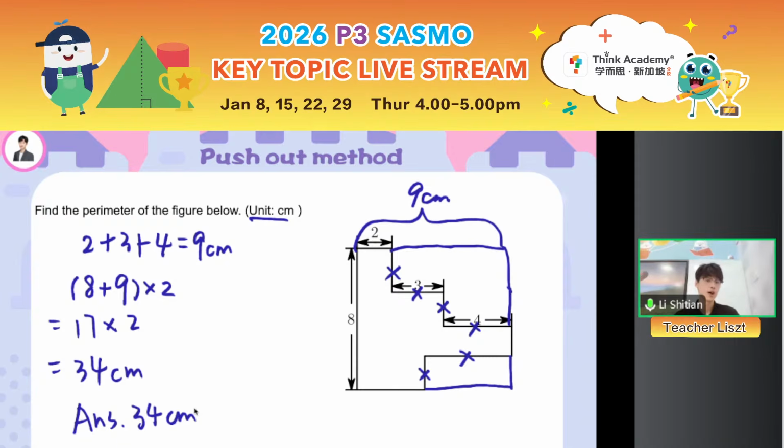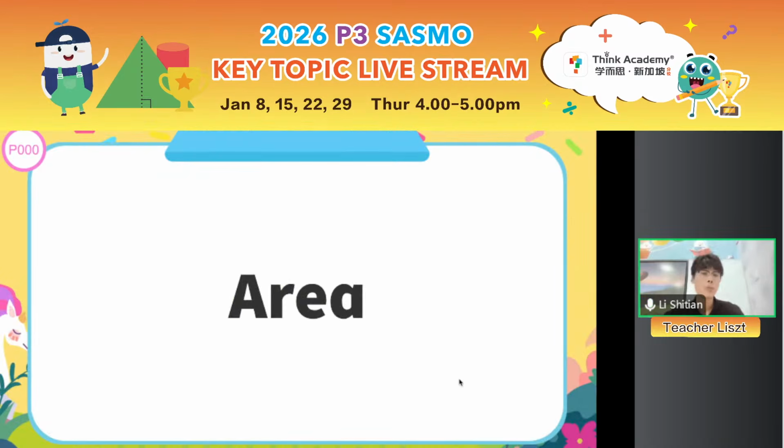So now, do you guys know how to use the push-out method now? Yes? No? Yes? Okay. So now, let's see. What about the area? We know how to find out the perimeter of the rectangle, right? We know how to find out the perimeter of the square. What about the area? Let's see.